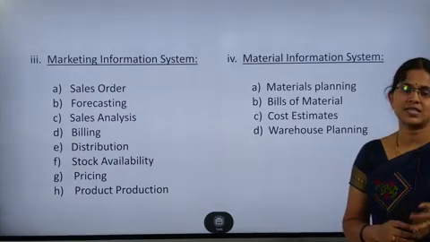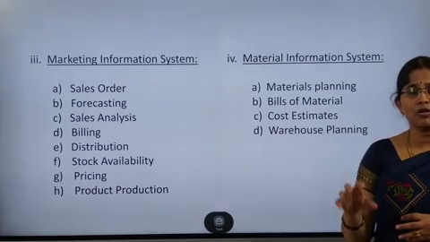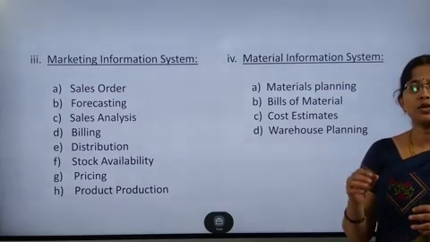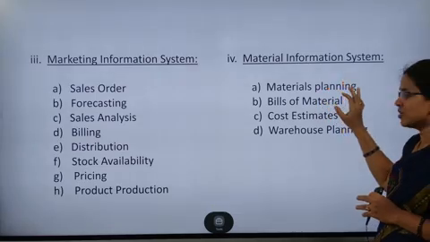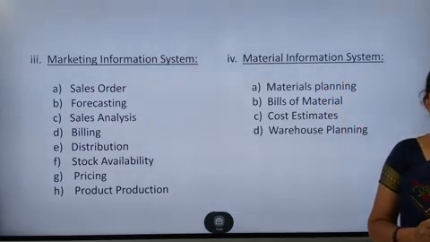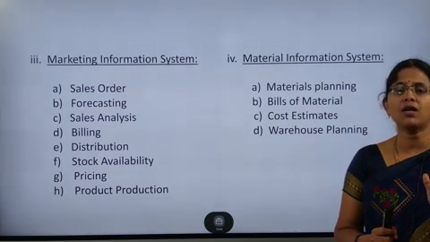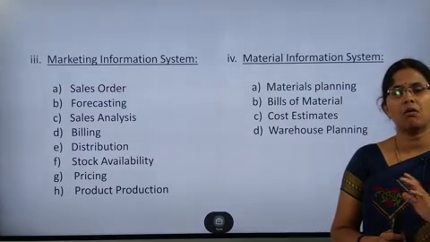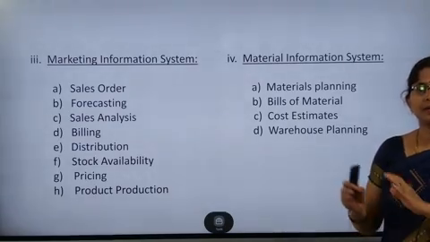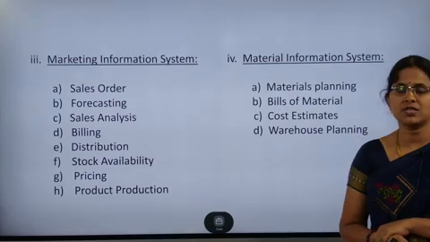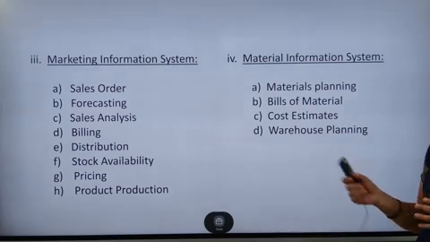And next one, cost estimates, means what your total manufacturing cost is, how much margin you have to keep and how much you can negotiate. All those things you can also set up in the materials information system. And last one, that is warehouse planning. Warehouse is nothing but the place where you can store all your inventory, all your products and your entire stock. That warehouse also you can plan by using the materials information system, means where I can keep the products. That location is called the warehouse.